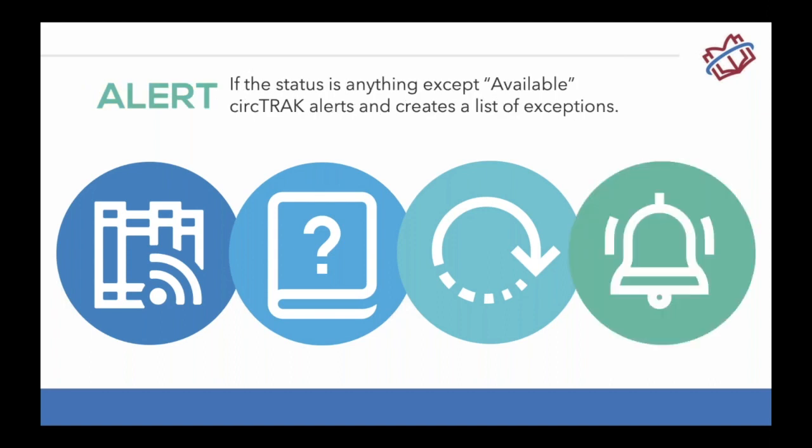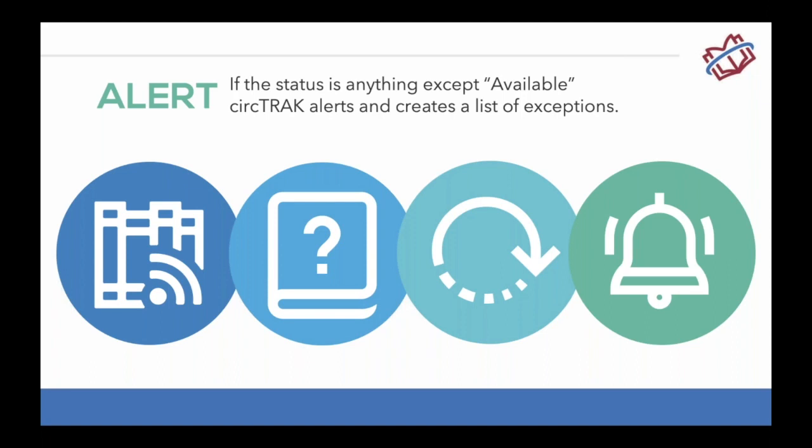And then finally, if the status is an exception, circTRAK alerts the staff member with an audible and an on-screen alert. The staff member can use title and barcode information to pull exceptions from the shelves. Some ILSs also return call number information in the response. Each exception is removed from the shelf and placed on a book truck, usually by category, and then resolved behind the scenes by circulation staff.